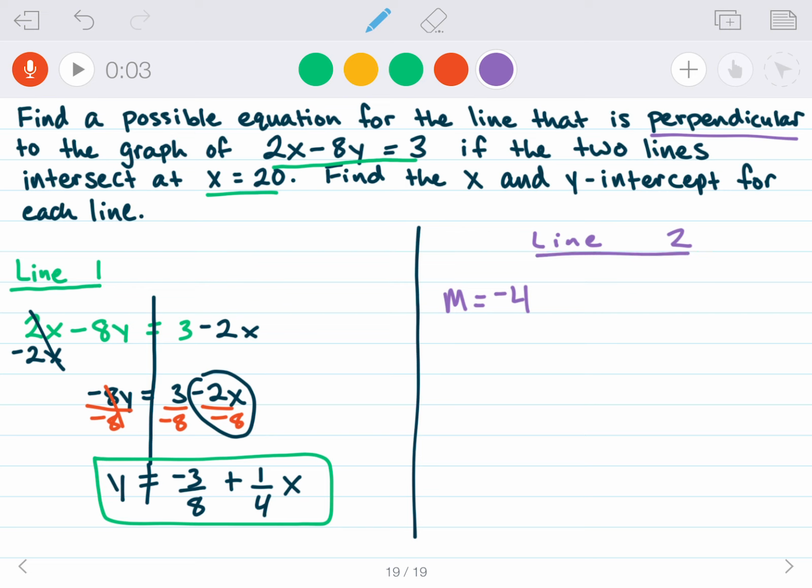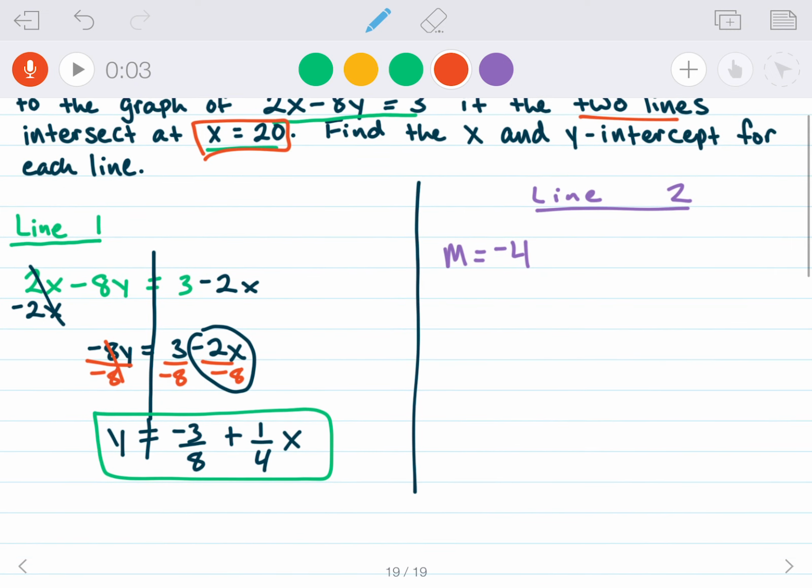Now, what do we need to determine the equation of the line? We need a point and a slope, or we need 2 points. We have a slope. How can we find a point that lies on line 2? Well, we're given this clue that the two lines cross each other at x equals 20. So they have the same value for x and y when x is 20.